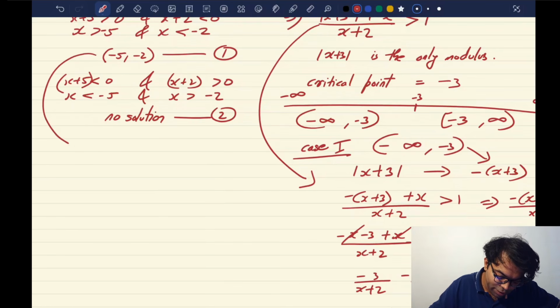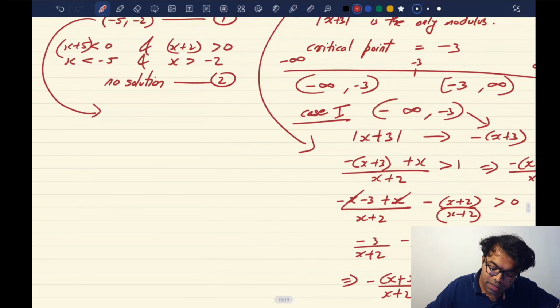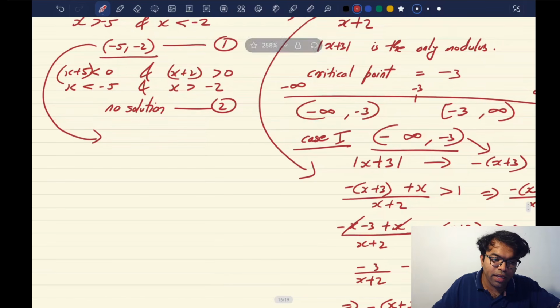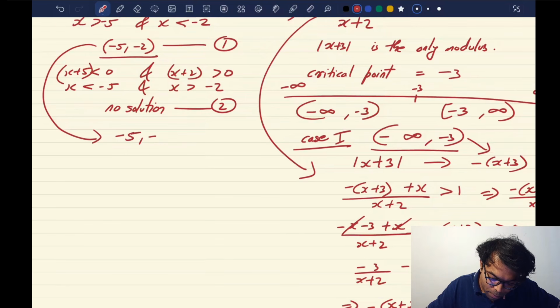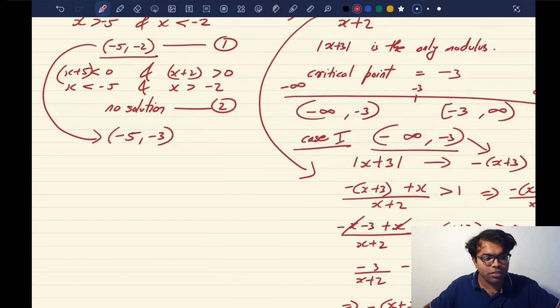So what is the modification that I need to make here? Drupad, our timeline interval is between minus infinity to minus 3. But my solution for the first one is coming out to be minus 5 comma minus 2. What is the change that I need to make? Can minus 2 be part of my timeline? Exactly. So what do I get? Minus 5 to minus 3. Very good. Understood this, right?